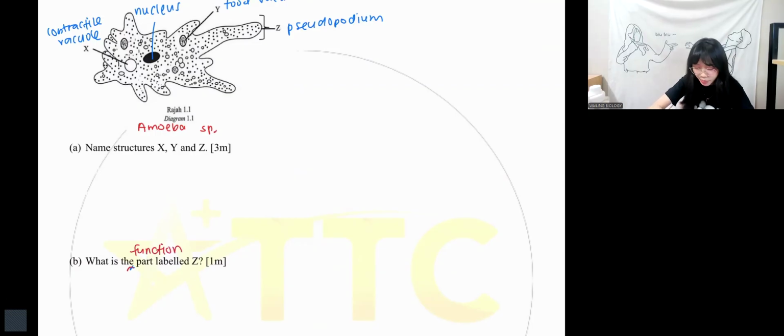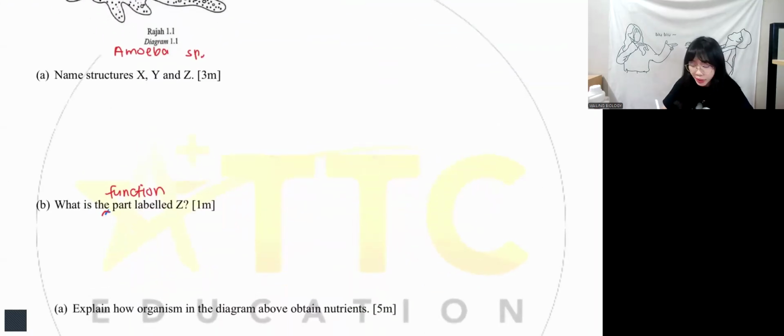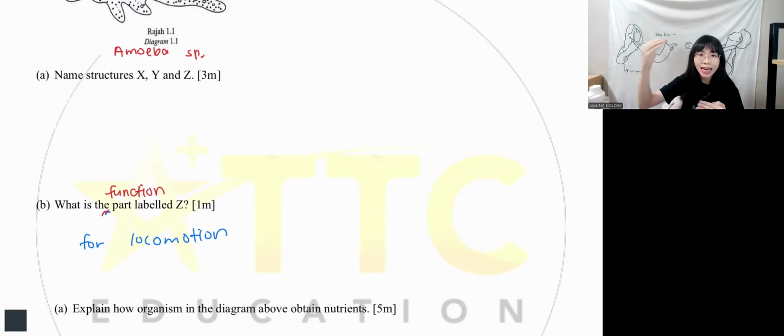Function. What is the function of part labeled Z? For movement, we call this locomotion. Locomotion and movement are the same thing. If you want to talk about the specific difference between locomotion and movement, locomotion is to move from one point to another point. We call this locomotion.